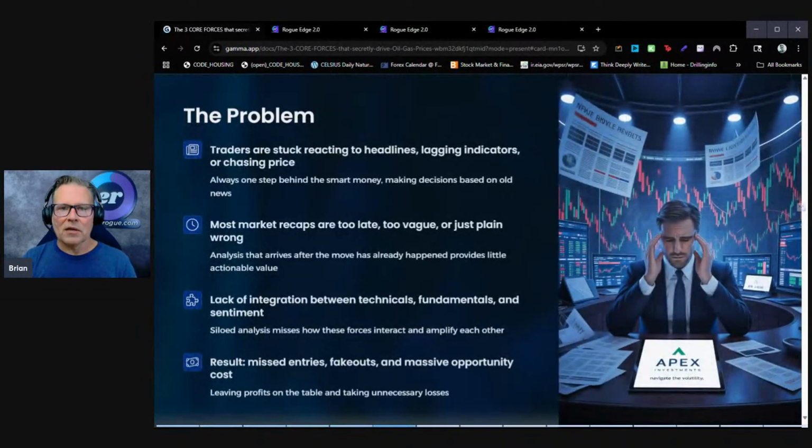The problem is traders are stuck reacting to headlines with lagging indicators and chasing price. Most market recaps are too late, too vague, or just plain wrong. And a lack of integration between technicals, fundamentals, and sentiment, that is the missing piece. The result: missed entries, fake outs, missed opportunity costs.